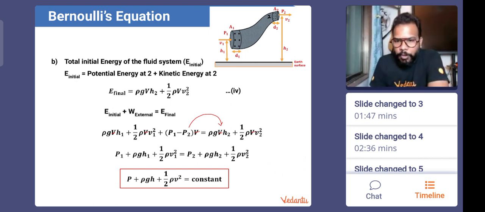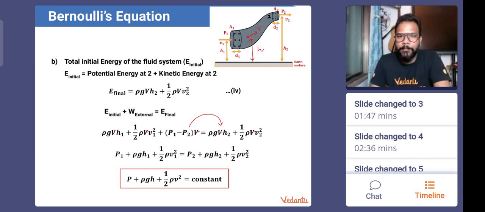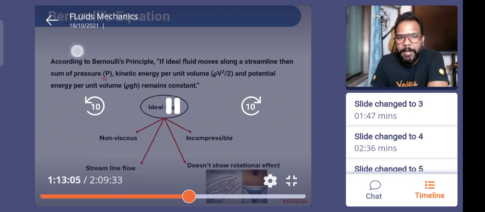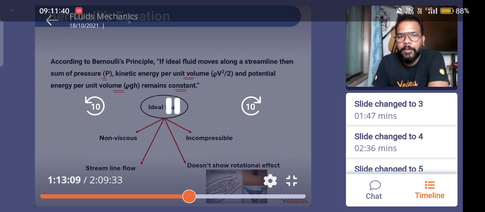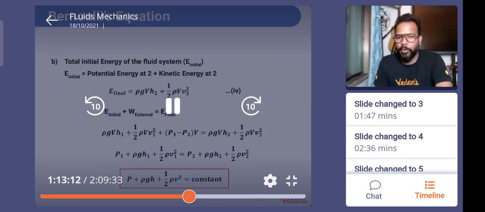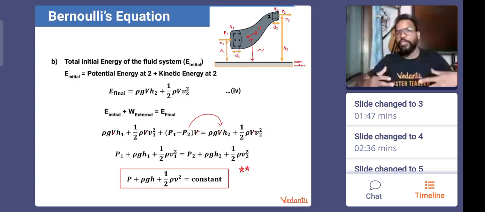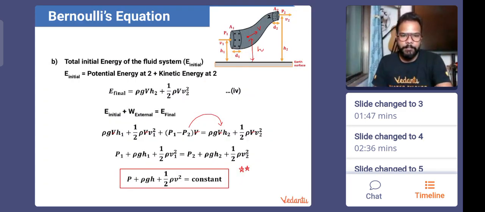So overall, what you have to remember, even if you don't remember the names of the terms: the value of the pressure at a given point, plus the value of rho GH at that point, plus the value of half rho V square at that point, will always remain a constant. According to Bernoulli's principle, if an ideal fluid moves along a streamline, then the sum of pressure plus kinetic energy per unit volume plus potential energy per unit volume will always remain a constant. Please note down this equation if you have not. This is what we call Bernoulli's equation. Very important point we have reached in fluid mechanics today.